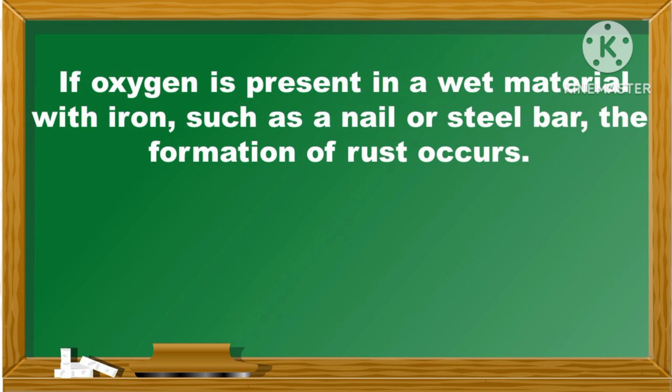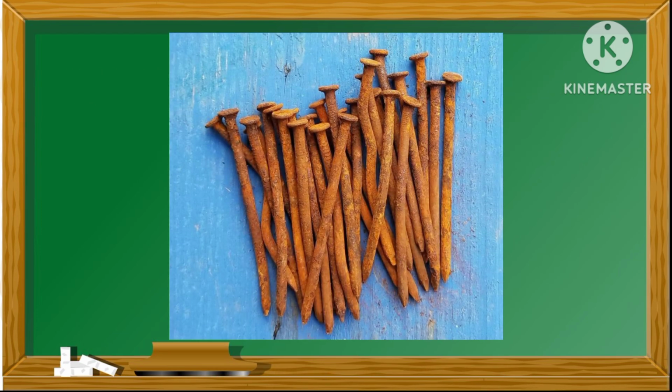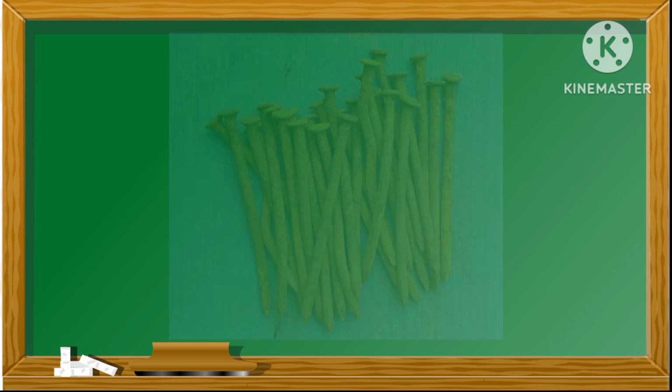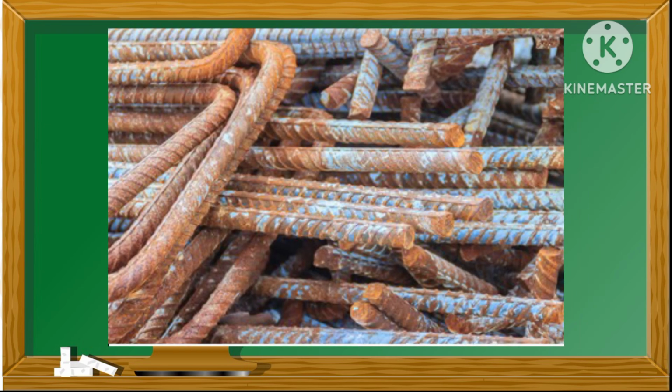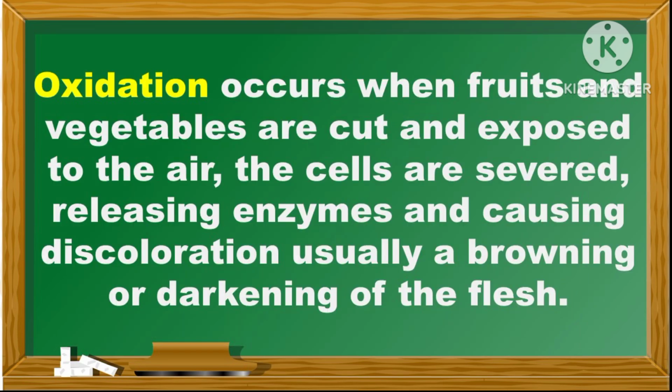If oxygen is present in a wet material with iron, such as a nail or a steel bar, the formation of rust occurs. The presence of oxygen in matter can cause oxidation. Oxidation occurs when fruits and vegetables are cut and exposed to the air. The cells are severed, releasing enzymes and causing discoloration, usually a browning or darkening of the flesh.